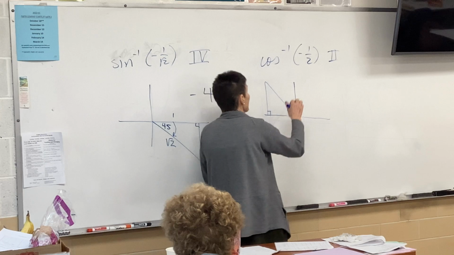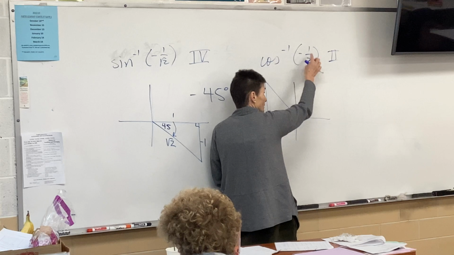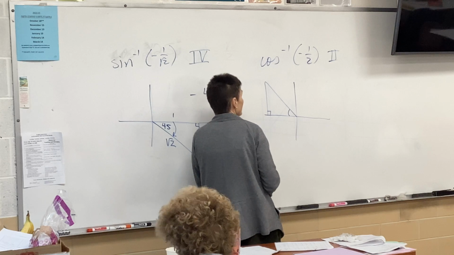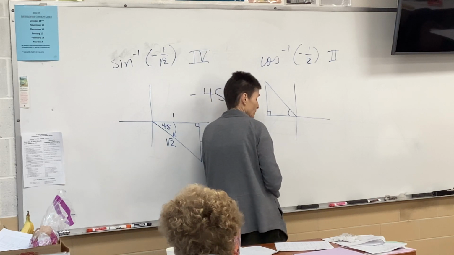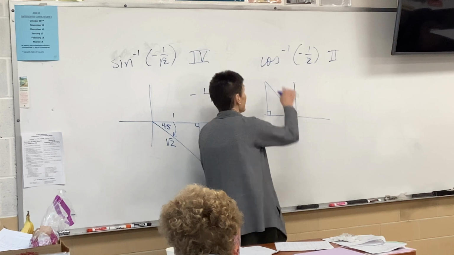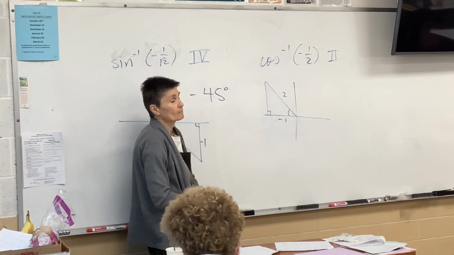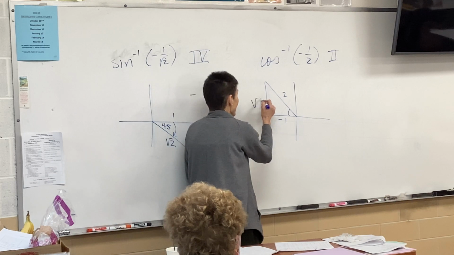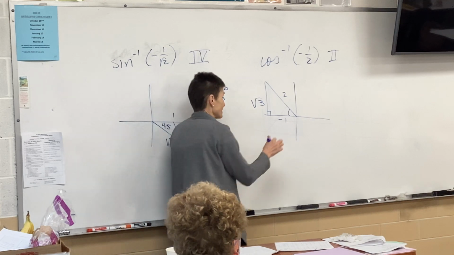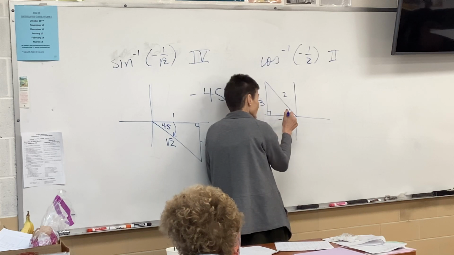And I know that cosine is 1 over 2. These are the sides of a triangle. I'm looking for the angle. So where do I put the 1 and where do I put the 2? Cosine. Adjacent over hypotenuse. That makes this side root 3, which makes this angle how big? It's across from the root 3, so it is 60 degrees.